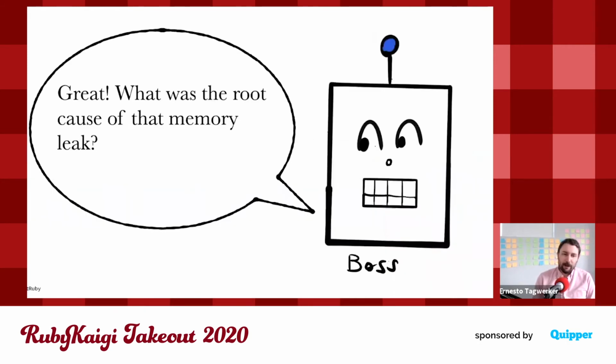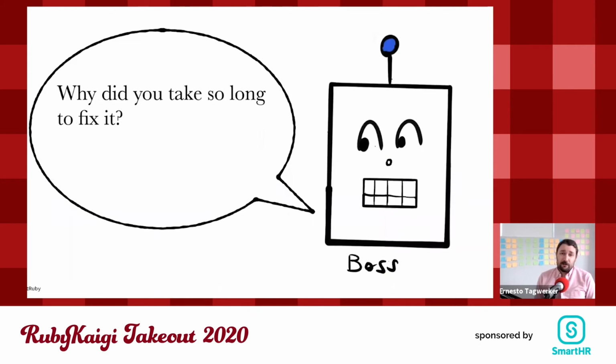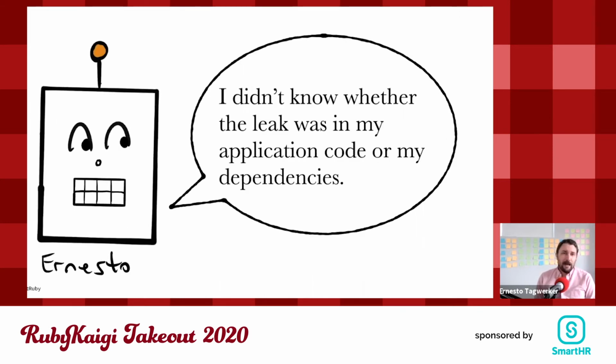My boss is like, great, what was the root cause of the memory leak? And I explain, well, my cache could end up using infinite memory, but we only have 500 megabytes available in our Heroku dynos. And then the next question, of course, is why did you take so long to fix it? And I try to explain, I shipped so many changes that I didn't know which one caused the problem. I didn't know whether the leak was in my application code or in my dependencies.